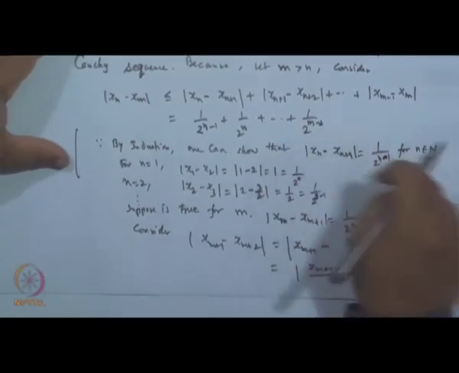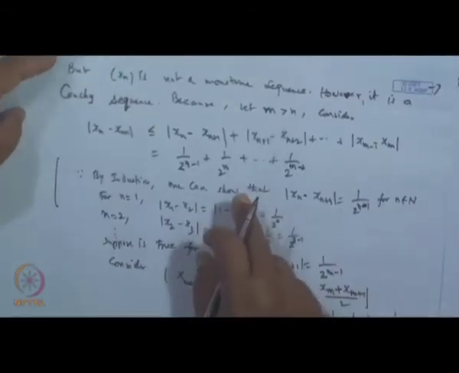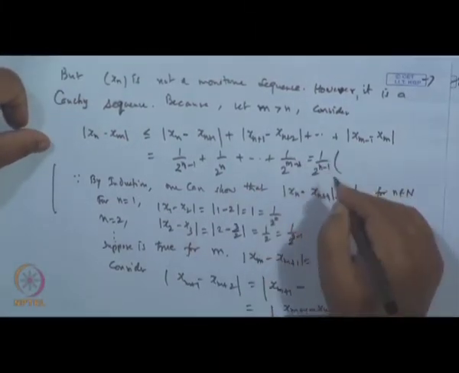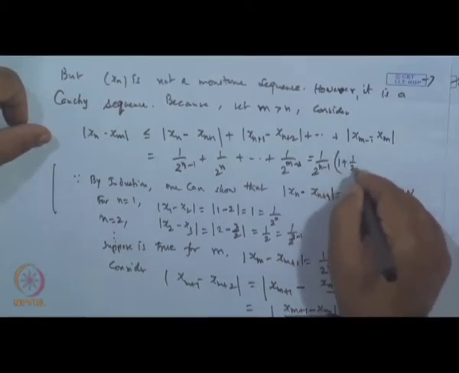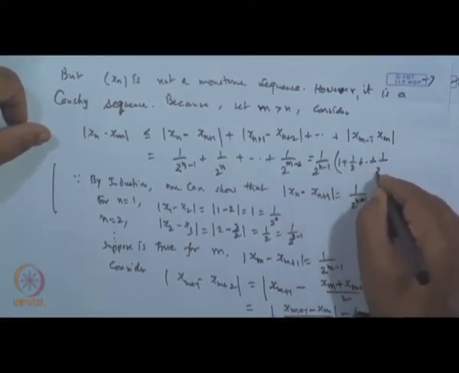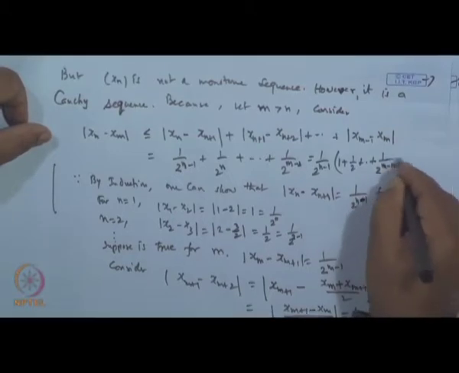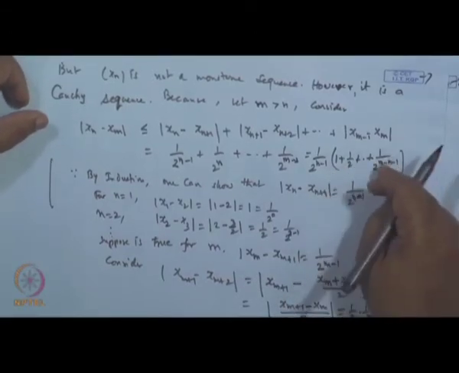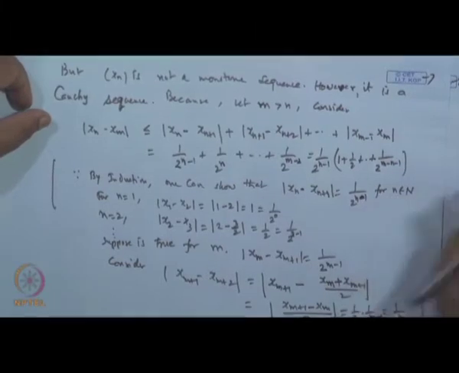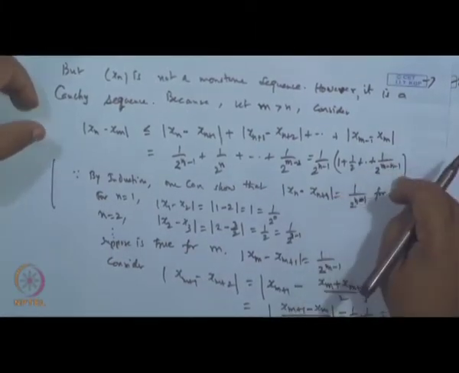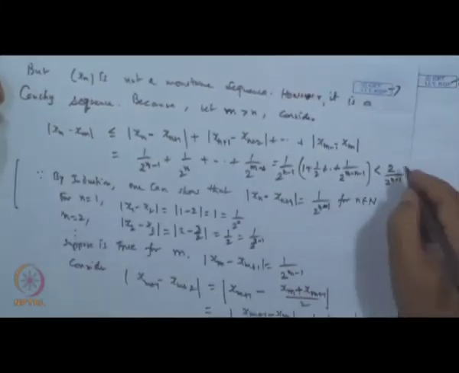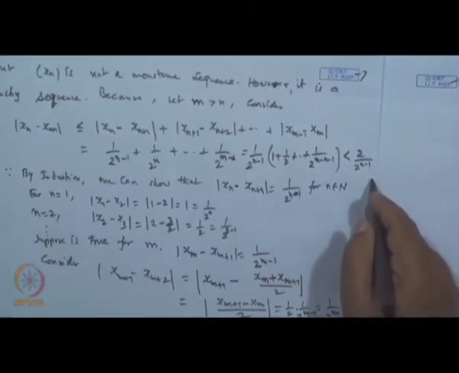Now, I use this result here, and then you can take common 1 upon 2 to the power n minus 1. Then you are getting 1 plus half up to 1 over 2 to the power m minus n minus 1. Now, this is part of the geometric series. In fact, the geometric series is 1 plus half plus half square and so on, with infinite terms, where the sum is a over 1 minus r, that is 2. So this is strictly less than 2 over 2 to the power n minus 1, that is equal to 2 over 2 to the power n minus 2.